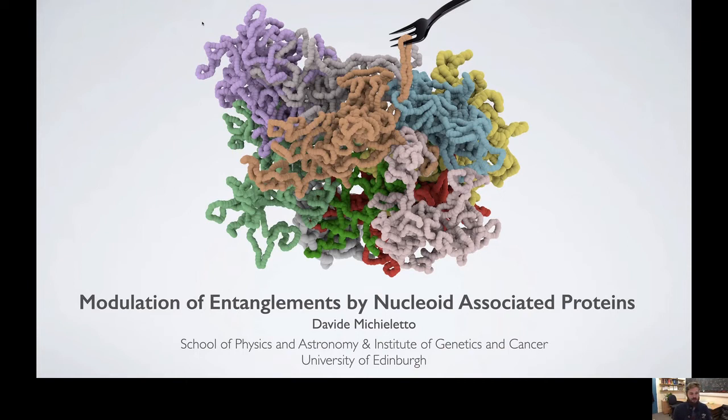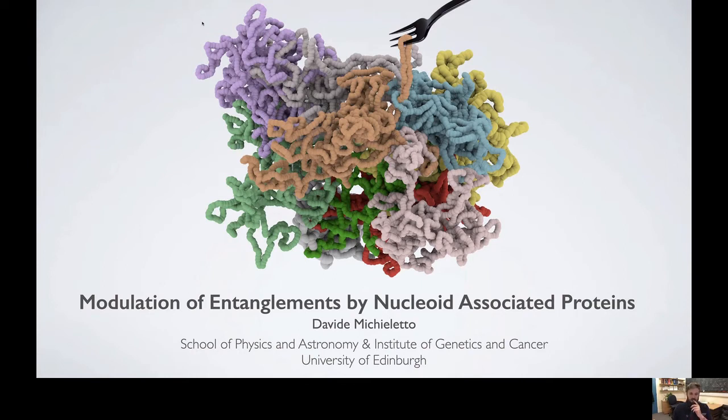So today I want to talk about modulation of entanglements by nucleotide-associated proteins, or NAPs. These are proteins that are abundant in bacterial cells in particular, and they are associated with genome organization and segregation in bacteria. And so it's very important to understand how they behave in an entangled and crowded system, that is the cell, the nucleoid in vivo. And so this is the aim for this talk.